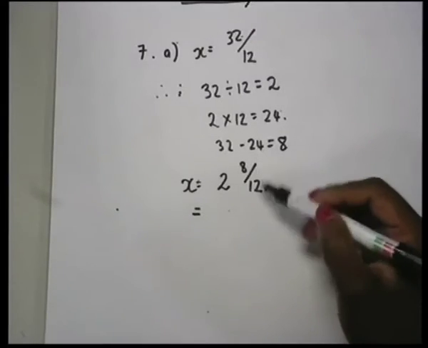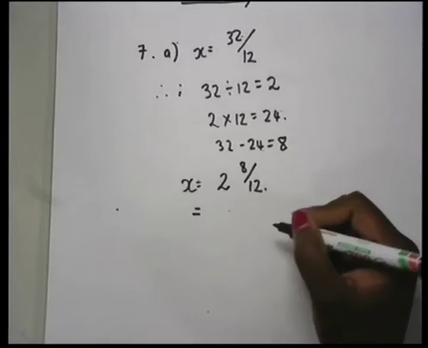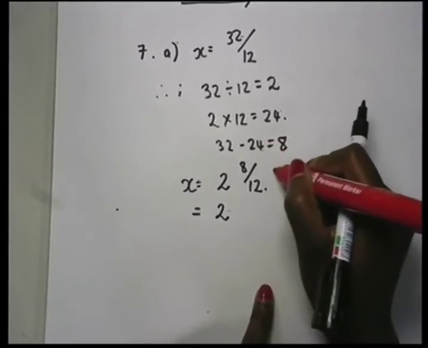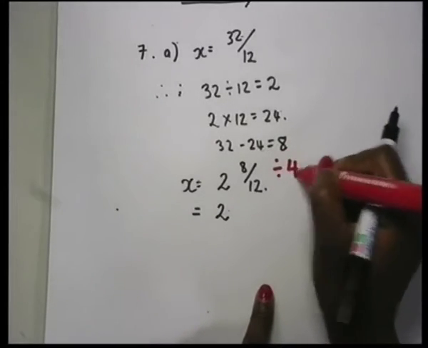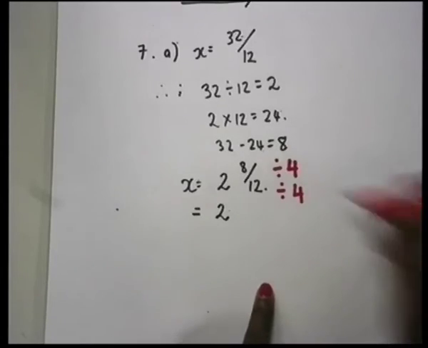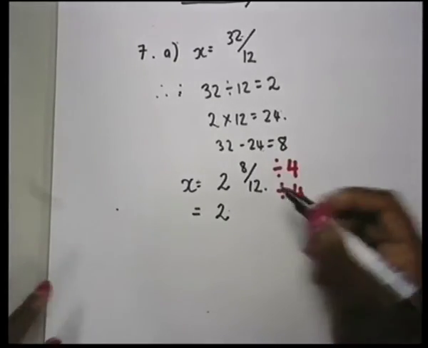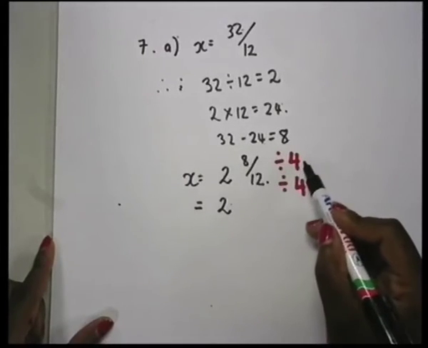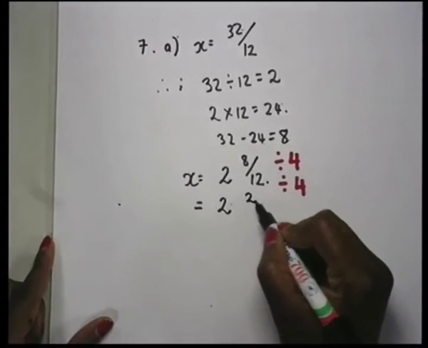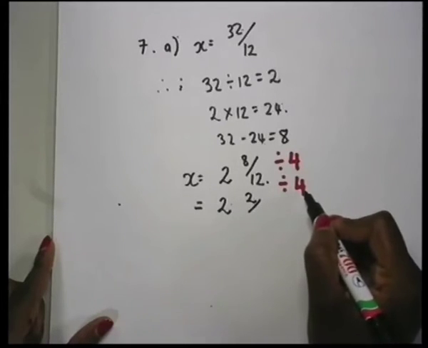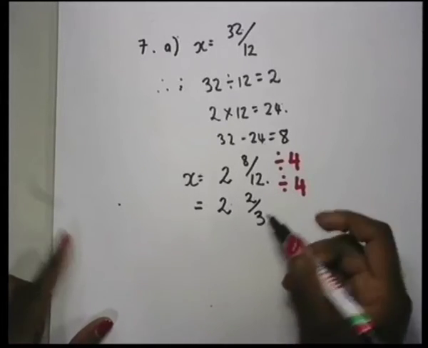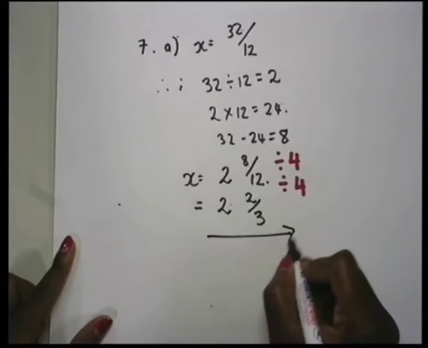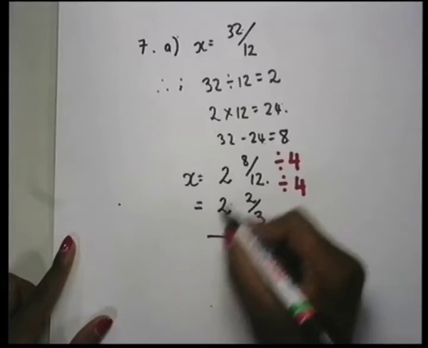However, 8 over 12 can still be simplified even further. We can divide 8 by 4, and we can also divide 12 by 4, meaning that our fraction changes, because 8 divided by 4 is equal to 2, and 12 divided by 4 is equal to 3. So now we have computed our mixed number in the simplest form.